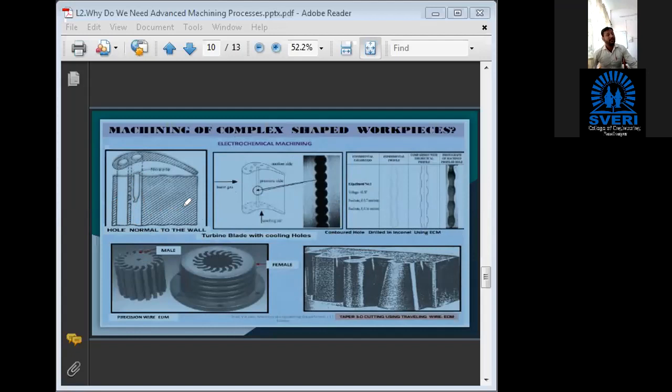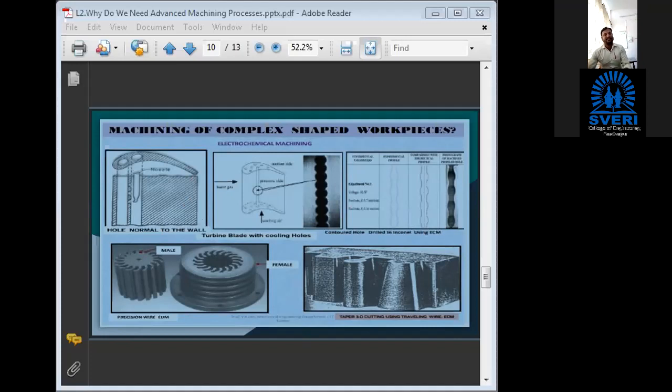So it is difficult to drill those holes. The question arises: which conventional machining method can do this? To the best of my knowledge, I would say no conventional method can drill a hole like this in such a component. It is not possible using any conventional machining to drill a hole having a diameter of 1 mm and a length of 100. So we need to go for the advanced machining process.